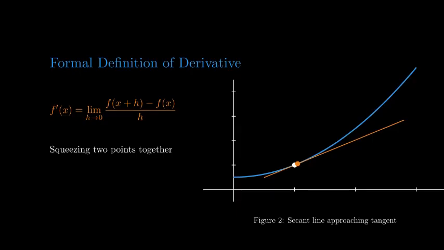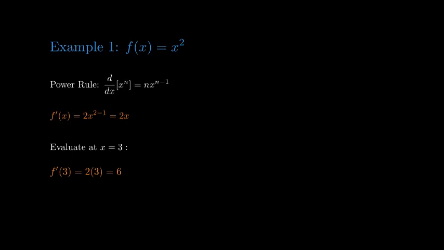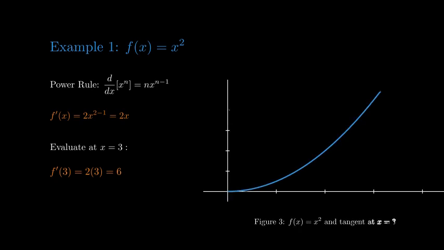Let us look at a few mathematical examples to see how this works in practice. Suppose our function is f of x equals x squared. Using the power rule, which states that the derivative of x to the power of n is n times x to the power of n minus 1, we find that the derivative of x squared is simply 2 times x. If we evaluate this derivative at the point where x equals 3, we get 2 times 3, which equals 6. This means that at the point where x equals 3, the slope of the curve is 6.